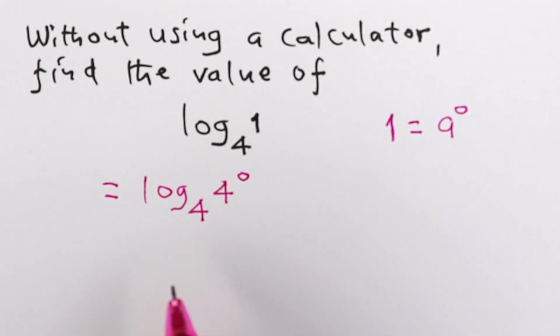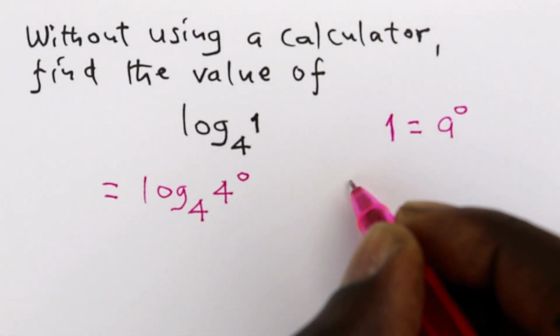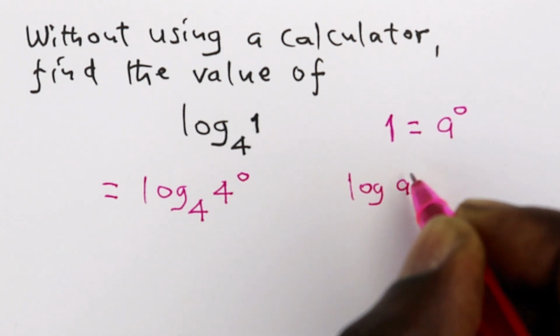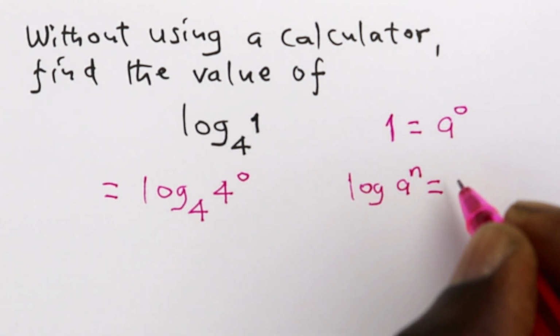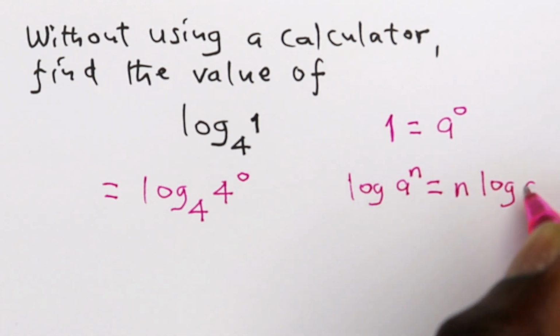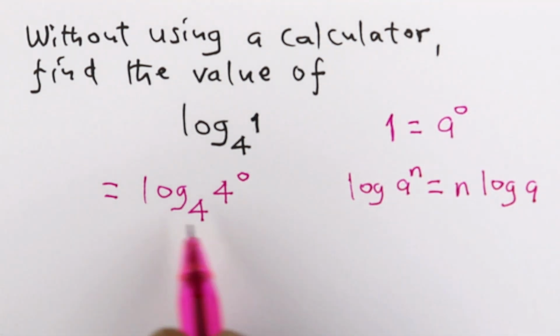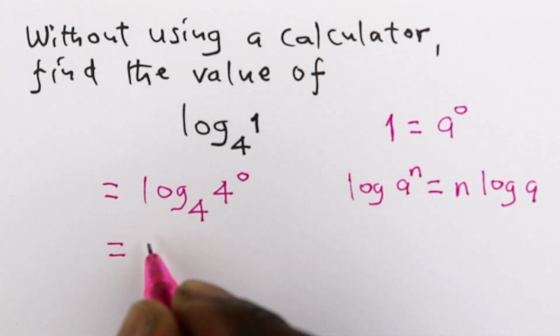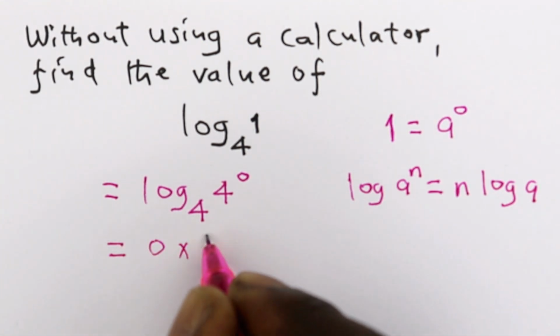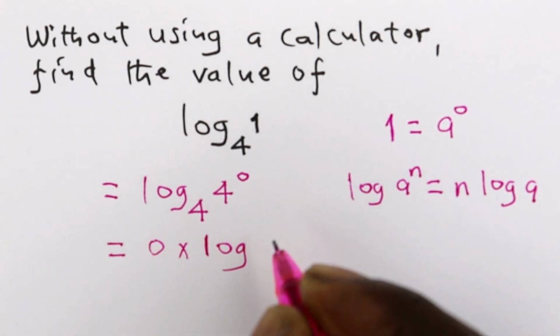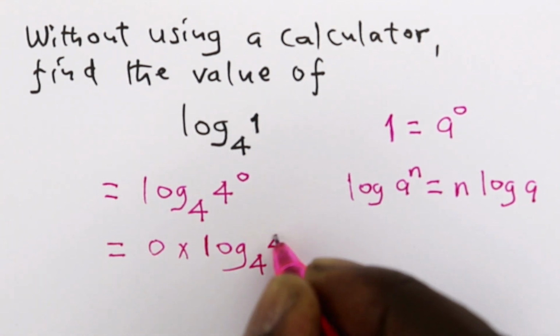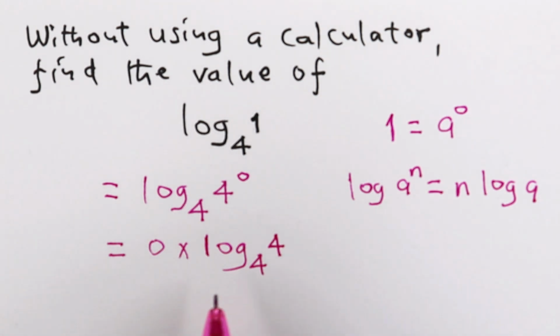Then from here, let us use the third law of logarithms. That is, if you have the log of a power n, you can write that as n log of a. So it means we can write this as 0 times the log to base 4 of 4, which you can just take to be 0, because if you multiply any value by 0, you get 0.